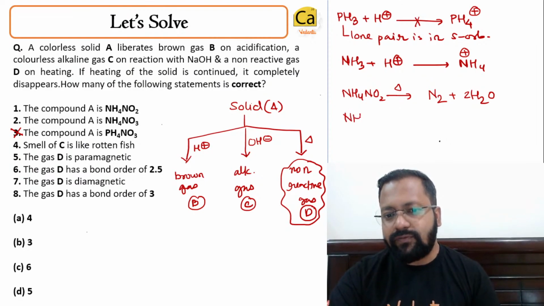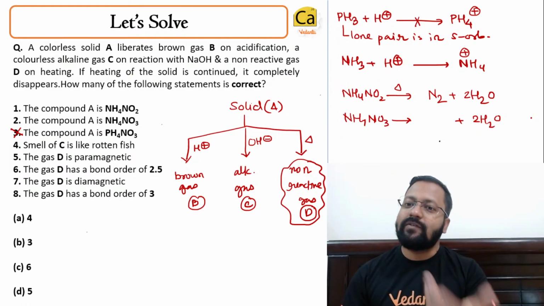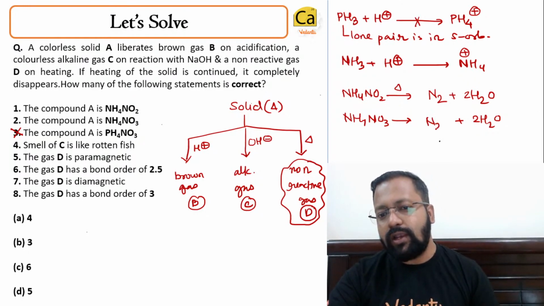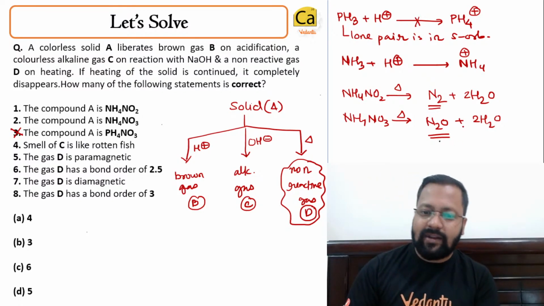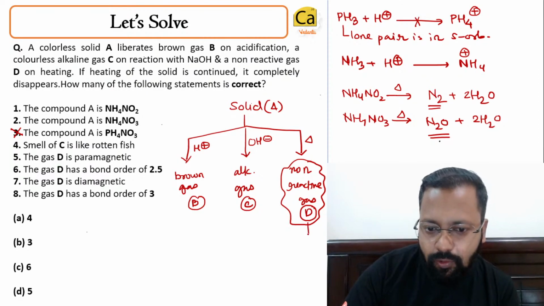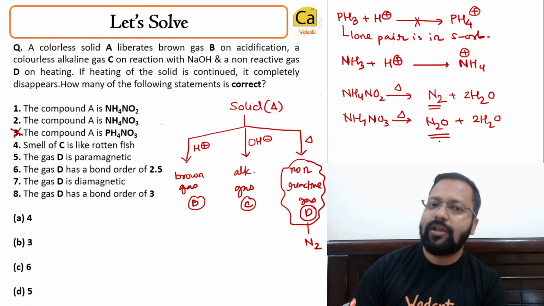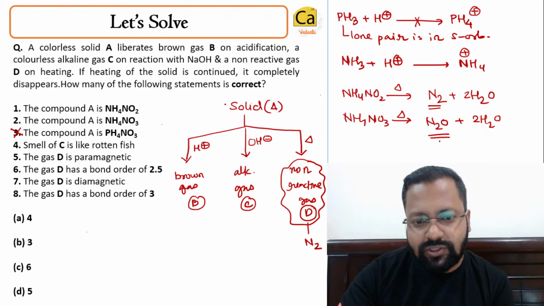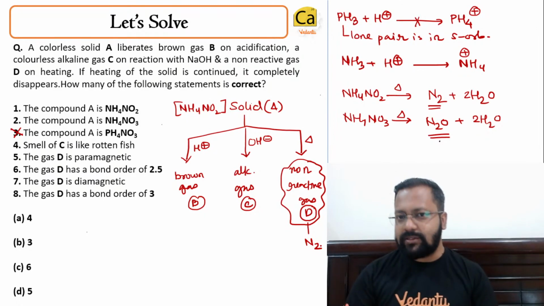Similarly NH4NO3 में आप कितना वाटर निकाल सकते हैं? 2H2O आप निकाल सकते हो. One oxygen will be left out. So the only product you will be obtaining will be N2O. So the non-reactive gas should be nitrogen. Non-reactive gas एक सिंपल सा आइडिया है, नाइट्रोजन ही होता है. So our solid is NH4NO2 and our non-reactive gas is N2.